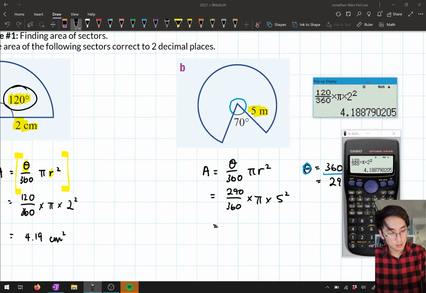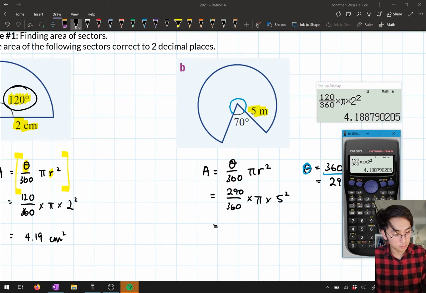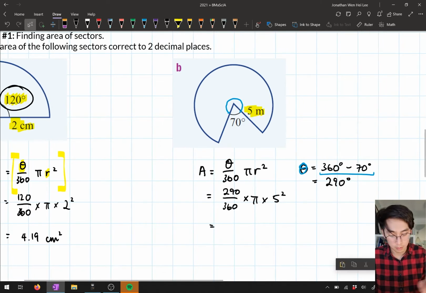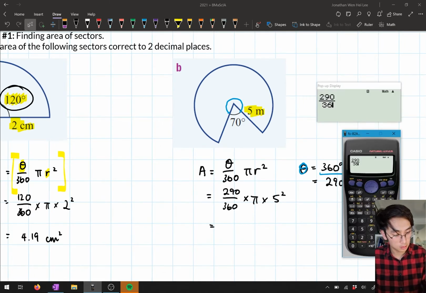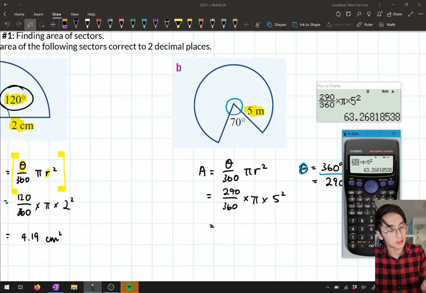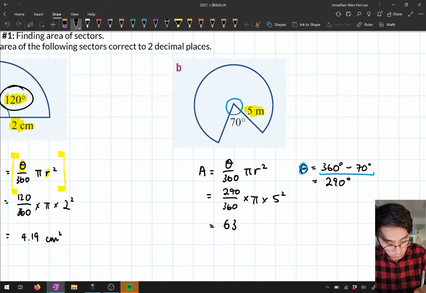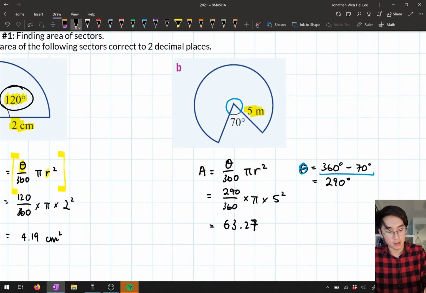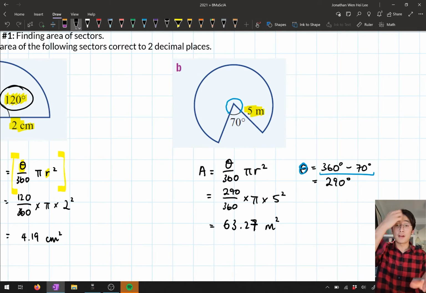So here I'm going to write 290 over 360 times pi times 5 squared, and so we get 63.268, and you round that to two decimal places, that becomes 63.27. And here we just need to chuck a unit at the end. The measurement was in meters, so I'm going to have this in meters squared. Okay, so that's how we find the area of a sector.